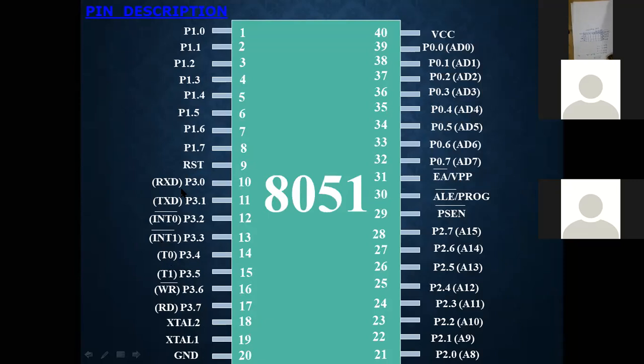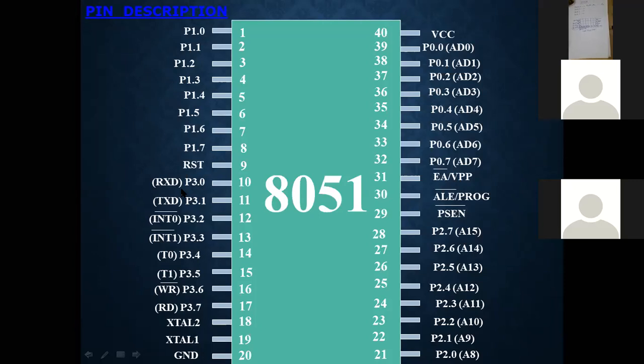Okay, so another function means that it is having some extra function, just like P3.0, that means the first pin of port 3, that is used for reception of serial data. And similarly, P3.1, that is the transmission of serial data. And INT0, INT1, that is nothing but the external interrupts. T0, T1 is the timer and counter operation that has been done by P3.4 and P3.5.